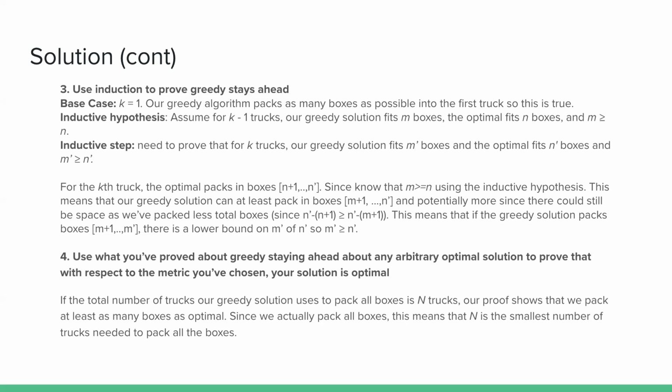You can also read the slide that gives a little bit more insight, but that should be relatively intuitive. You know about induction, you know how that works. And then we need to prove the last part that we've emphasized, which is that that's not enough. We need to prove that the greedy staying ahead of an optimal solution implies that our algorithm is optimal. So if the total number of trucks that our greedy solution uses to pack all boxes is n trucks, our proof shows that we pack at least as many boxes as the optimal solution. If we pack all the boxes, then that implies that n is the smallest number of trucks needed to pack all the boxes. Those two sentences are what finishes up the proof once you prove that our greedy solution stays ahead of an optimal solution using induction.